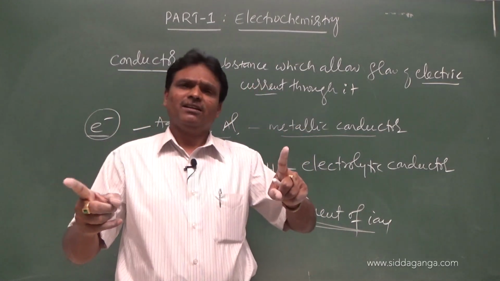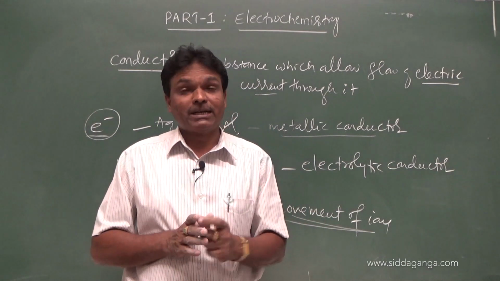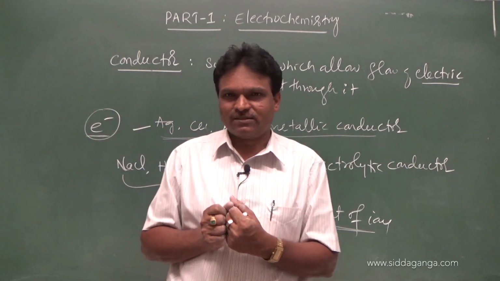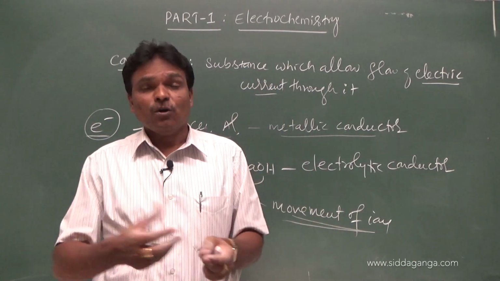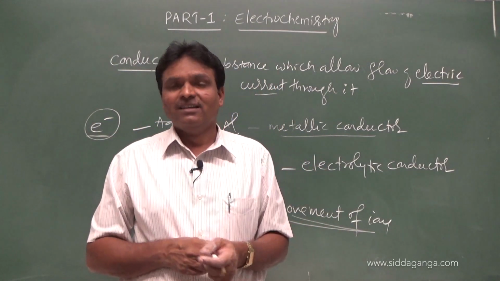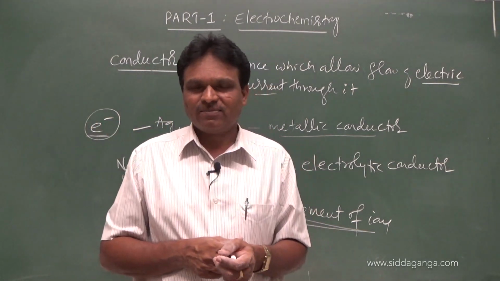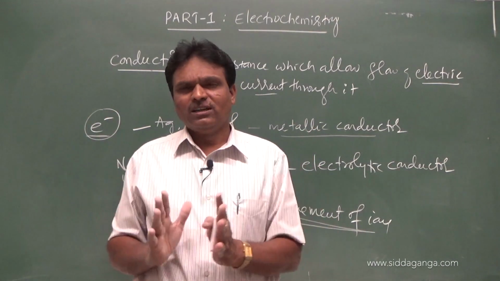Oxidation and reduction are the two processes. But oxidizing agent and reducing agent are the two chemical substances. An oxidizing agent is a substance which gains one or more electrons. A reducing agent is a substance which loses one or more electrons. Is that clear? So that is the concept.